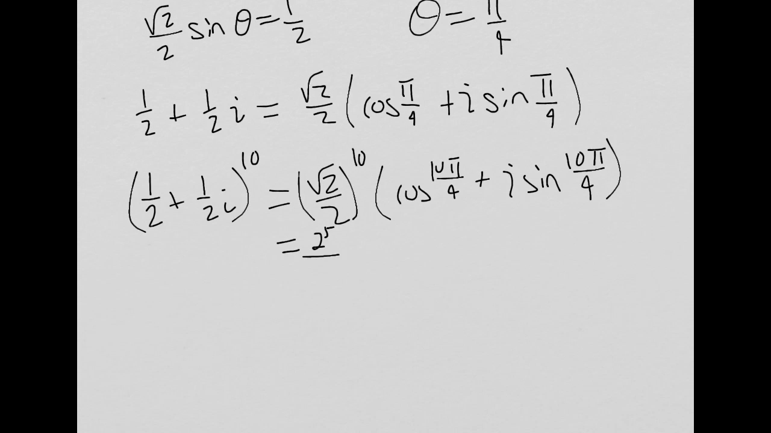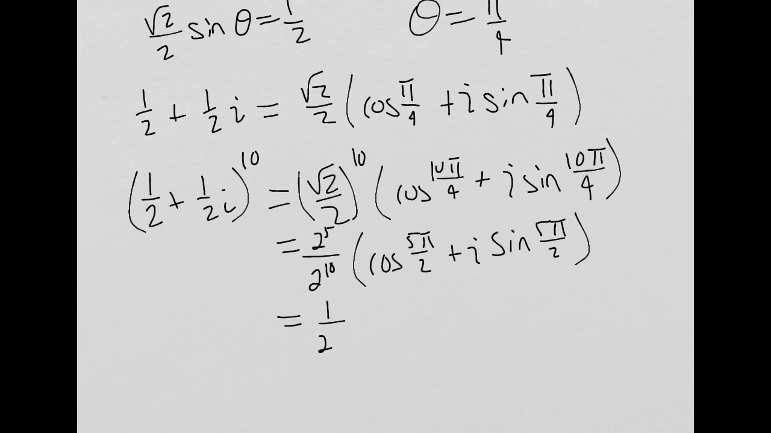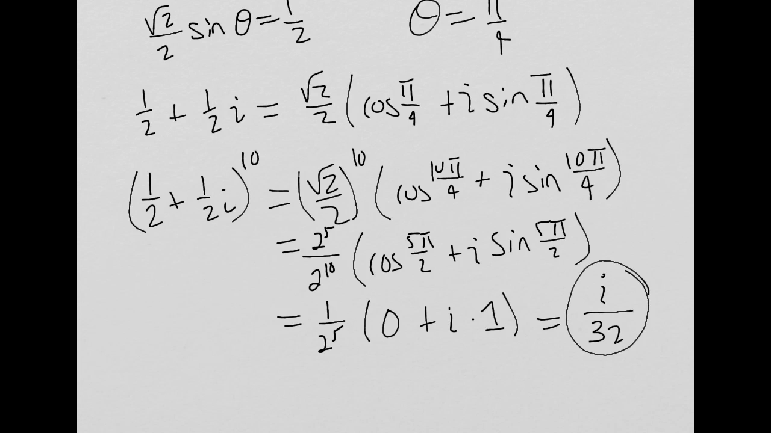You get 2 to the 5th over 2 to the 10th times cosine of 5 pi over 2 plus i times the sine of 5 pi over 2. Well, this is going to be 1 over 2 to the 5th. Now 5 pi over 2 is the same thing as pi over 2, so 0 plus i times 1, we get i over 32, and we're done. It may seem like a few steps to convert this complex number into its polar form, but I guarantee it's a whole lot shorter than trying to take this binomial and raise it to the 10th power.